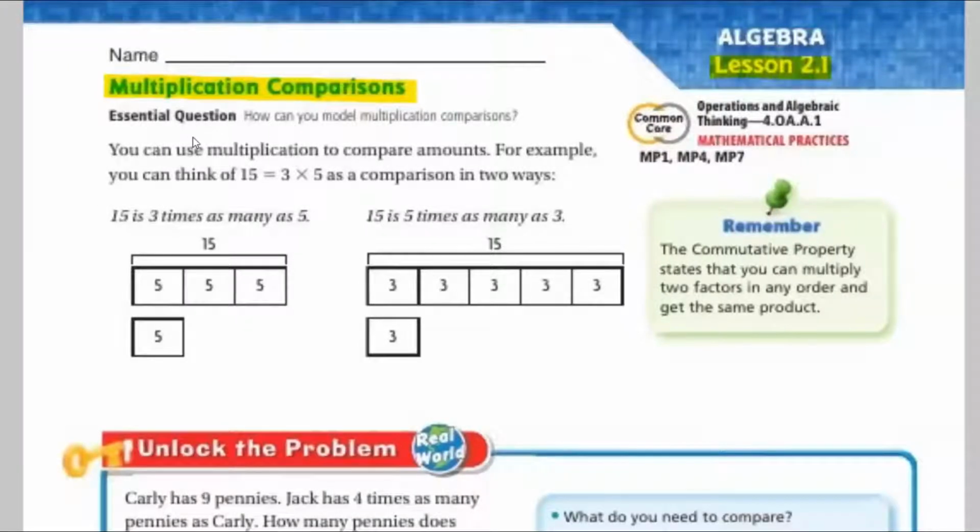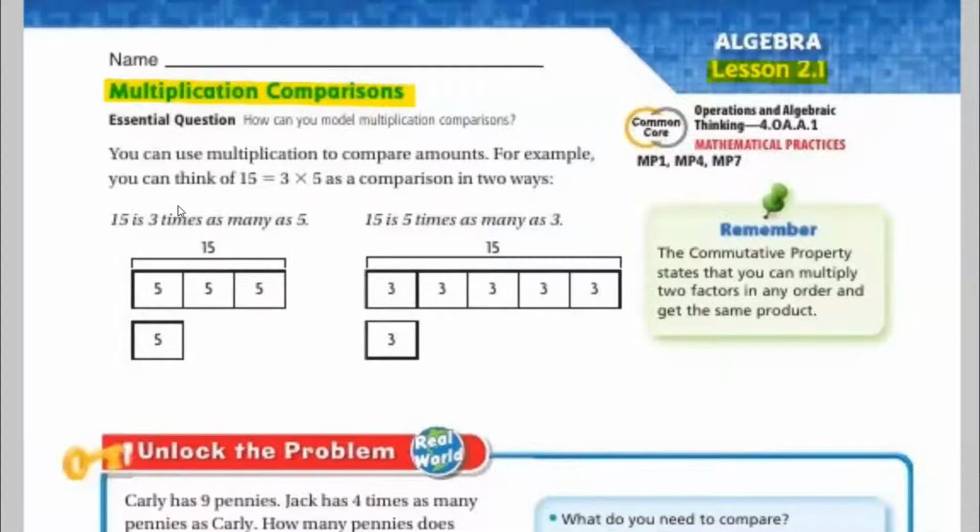Multiplication comparisons is about how to model multiplication. Okay, let's model it. In the first example here, 15 equals 3 multiplied by 5. So you can think about this in two ways, right? 3 multiplied by 5 or 5 multiplied by 3. It's the same answer, which is 15, right? Okay, let's see.